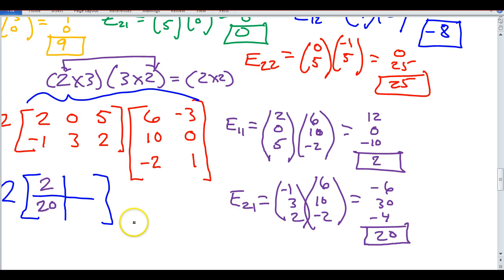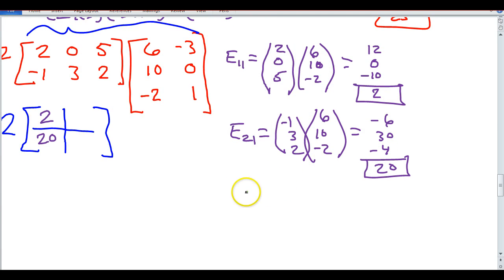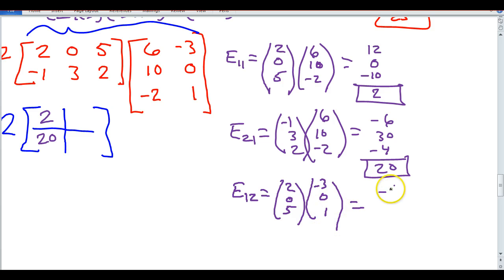All right, and okay, so I need to do this next one. All right, let's see, can I squeeze this in down here? So now I will do element 1, 2, row 1, column 2. So row 1 is my 2, 0, 5. Column 2 is -3, 0, and 1. That's -6, 0, and 5, which is -1.